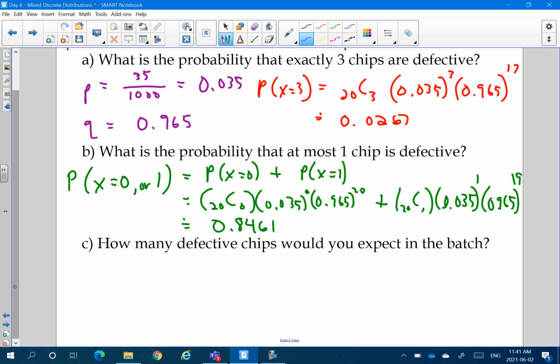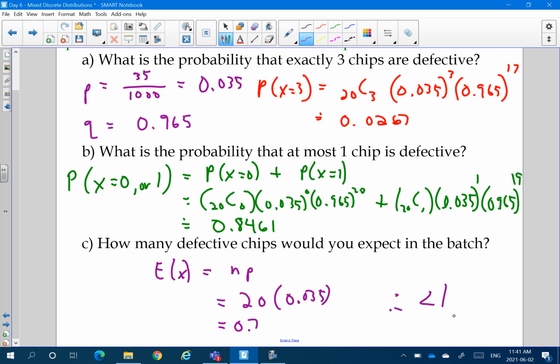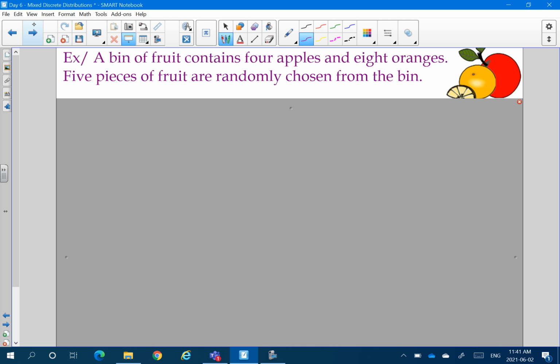Alright, question C. How many defective chips would you expect in the batch? Now there's that expectation. We talked about this many times. The expected is number of trials times the probability of that failure, in this case, the defective chip. So we are looking at 20 chips in this batch, and the P was 0.035. So there should be less than 1 chip defective, which makes sense. If there's only 35 out of 1,000, then if you're only picking 20, it should be a small chance of it happening, I suppose.